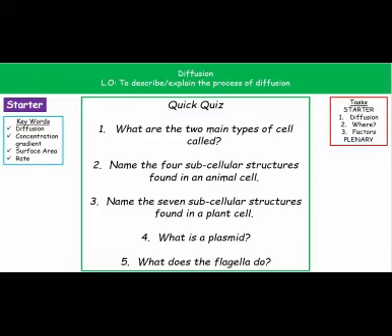What we're going to be doing in today's lesson is having a look at the process of diffusion. So hopefully by the end of this lesson you'll be able to describe what diffusion is and explain when it happens. So to kick us off, what we've got are 5 questions on the screen there that I want you to have a go at answering in your books. I'm going to give you about 4 minutes to do that. So off you go.